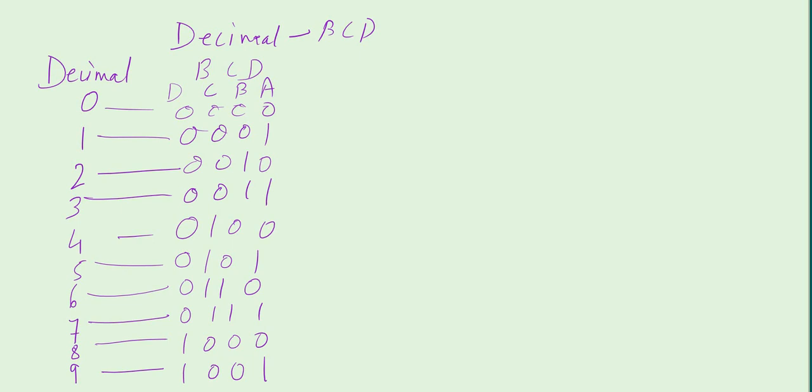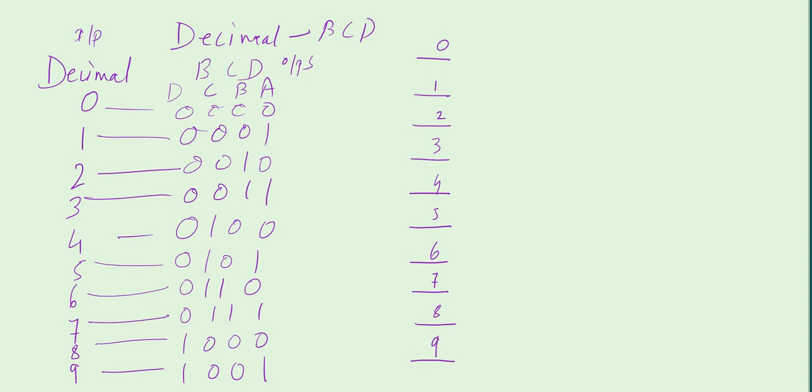Once you know the truth table, where the decimal numbers are the inputs and the BCDs are the outputs, it is very easy to design the circuit because at a time only one input is active and the other inputs are not at all active. So we have to consider 10 inputs: 0, 1, 2, 3, 4, 5, 6, 7, 8 and 9. We must name them and assume that for every input a key is connected. So keys are connected in this fashion.